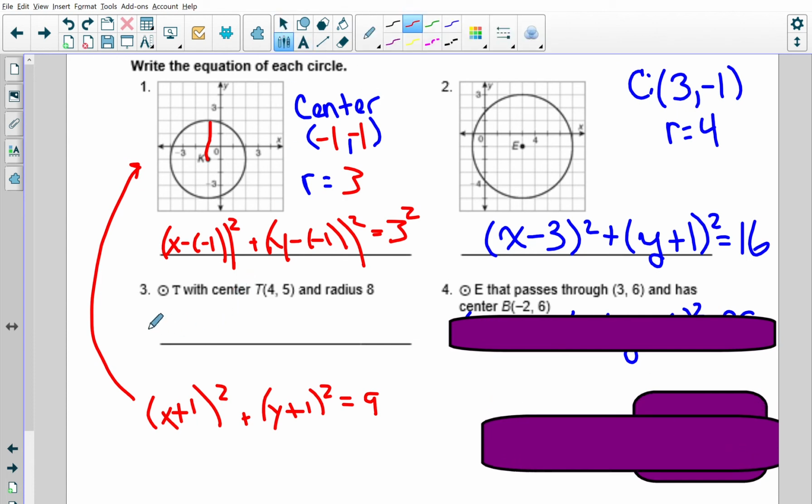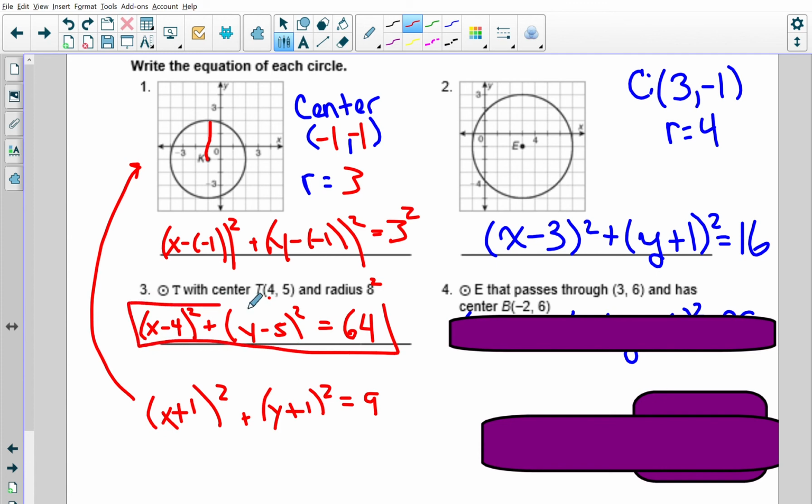How about over here? Well, we know we have x. The x coordinate goes with 4, so that's going to be x minus 4 squared plus y minus 5 squared is equal to 8 squared, which is 64. Simple.